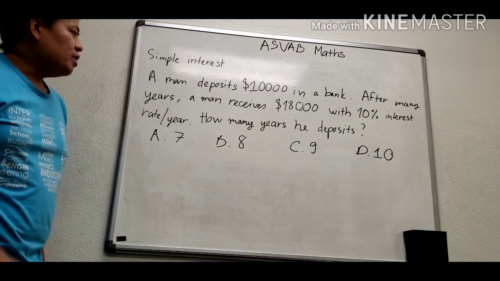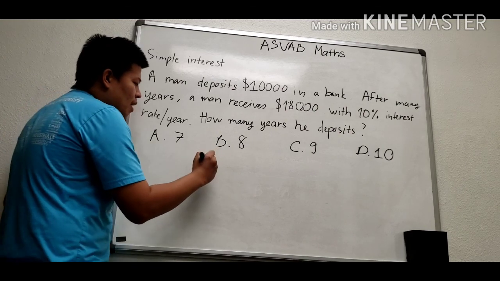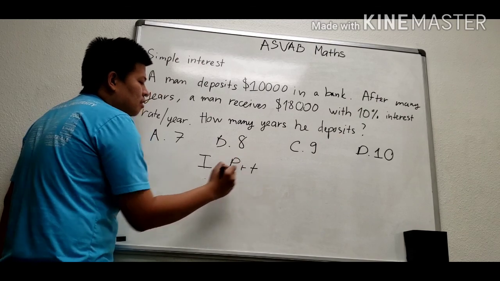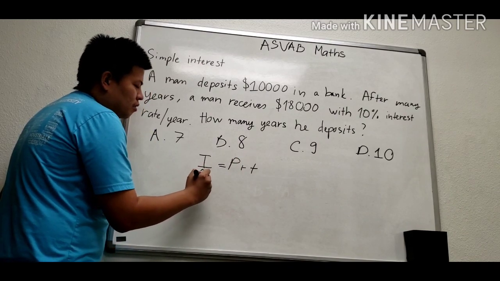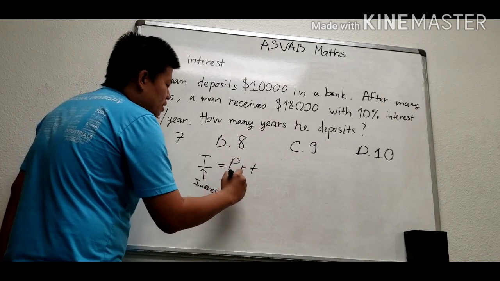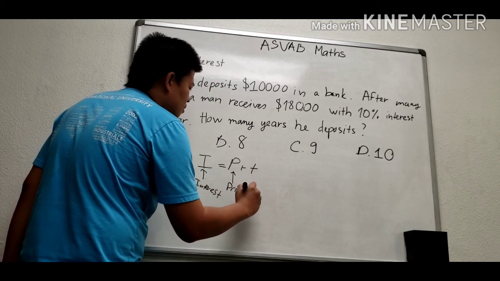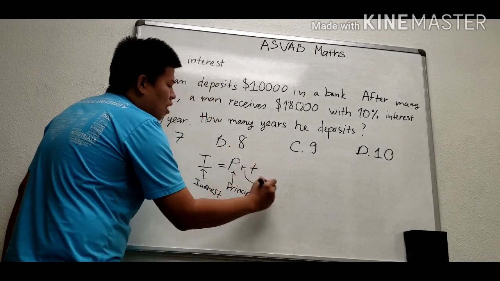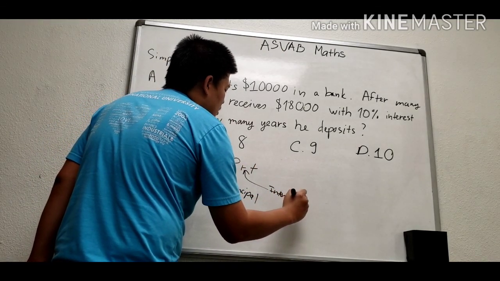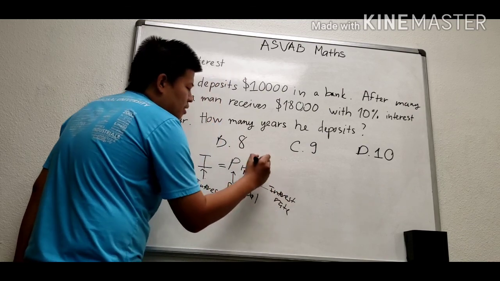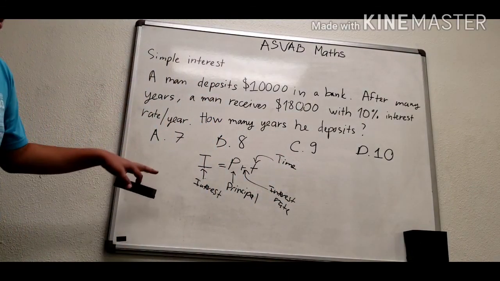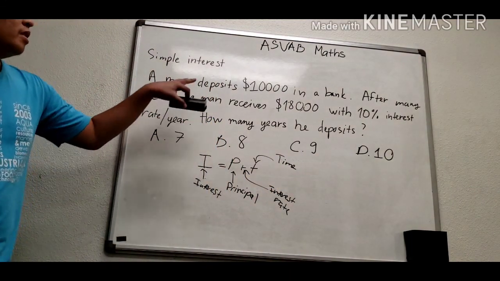In this question, we use only one formula. Let's see I equal to P R T. I is about interest, P is about principal, R is about interest rate, and T is about time in years. We will have this formula to do this question in here.